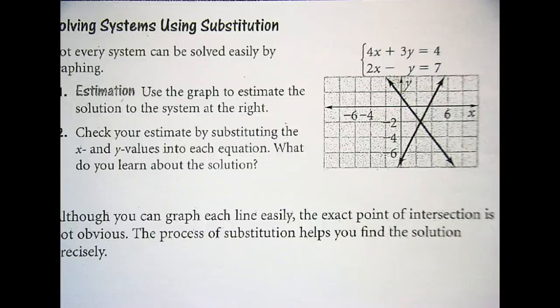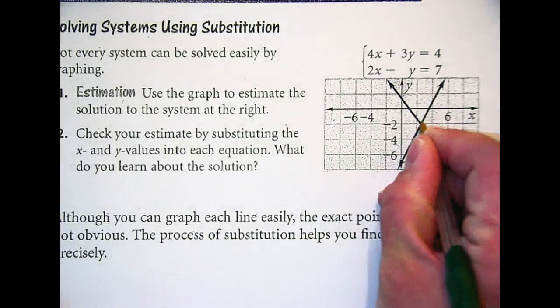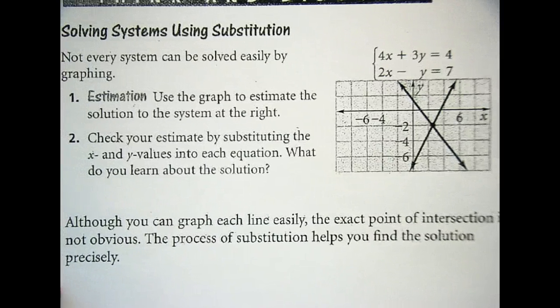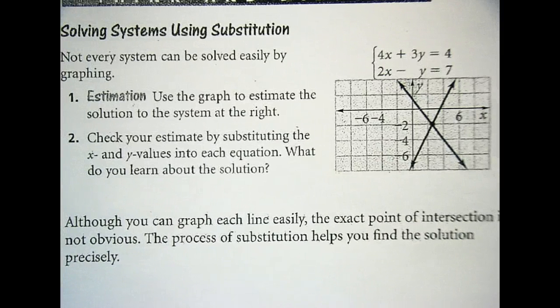Because it's not directly on a point. Good. It's not directly on a point. It doesn't cross a grid perfectly, and most of your systems won't. All right? So you could estimate it. You could check your estimate. All right? But rather than doing it that way and estimating using the graph, plus it takes a long time to graph, what we do is we solve algebraically.